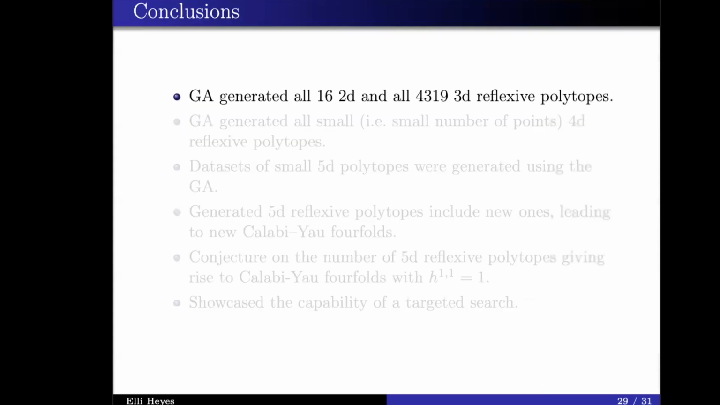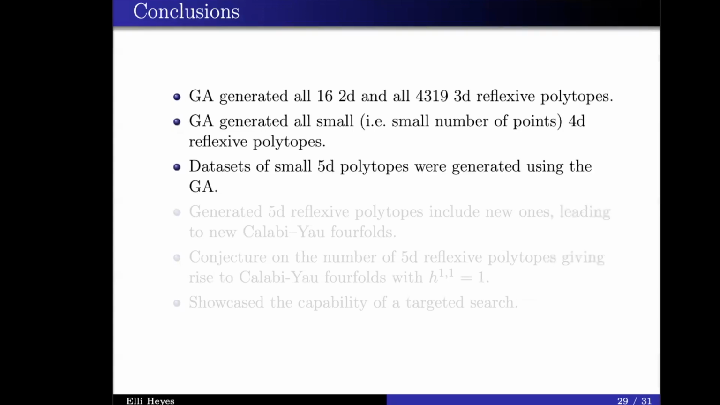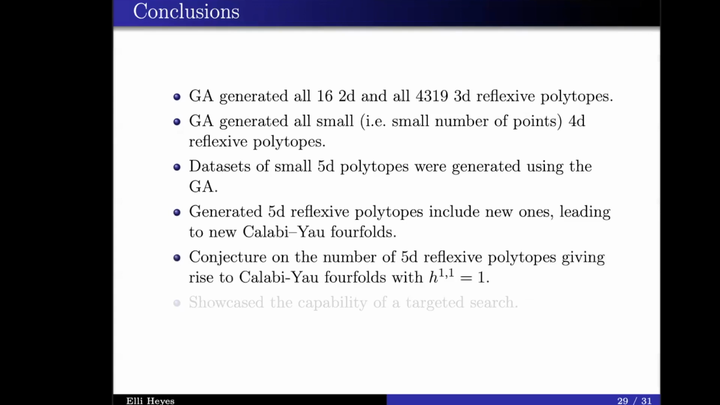So to conclude the results, the genetic algorithm successfully generated all reflexive polytopes in 2 and 3 dimensions. In 4 dimensions, it generated all of the small polytopes. And in 5 dimensions, we generated small reflexive polytopes. Comparing these to Scarpa and Scholler's database, we found new ones, so we generated new Calabi-Yau fourfolds. We put a conjecture on the number of possible five-dimensional reflexive polytopes giving a fourfold of H11 equal to 1. And we showcased the capability of our algorithm to do a directed search.